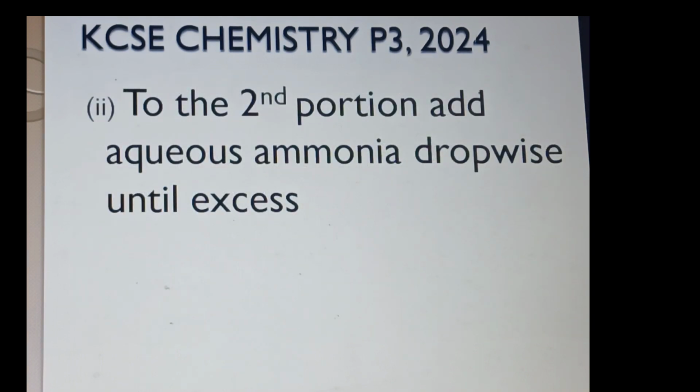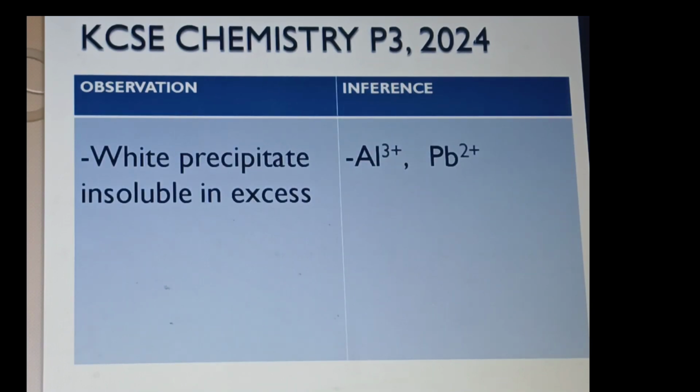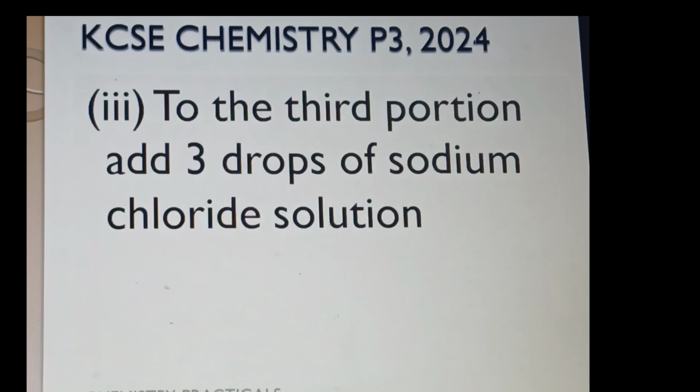Then Roman 2, to the second portion, add aqueous ammonia dropwise until in excess. So the observation was a white precipitate insoluble in excess. So remember, we are doing the elimination method. So zinc has been eliminated because it dissolves in excess. So we have aluminium ions and lead ions.